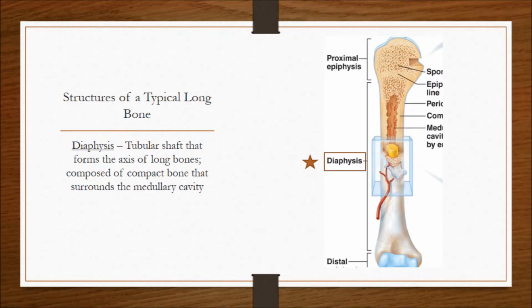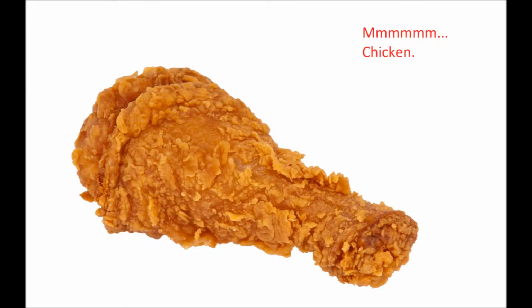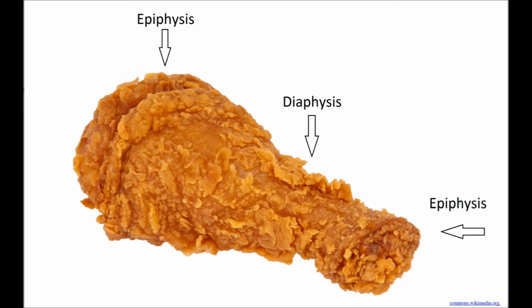So we were talking about the shaft of the bone. This is called the diaphysis. It is made out of compact bone that surrounds a hollow cavity. If you've ever eaten a chicken leg, usually you hold the ends and eat from the middle first. You're actually holding the epiphyses and eating from the diaphysis.